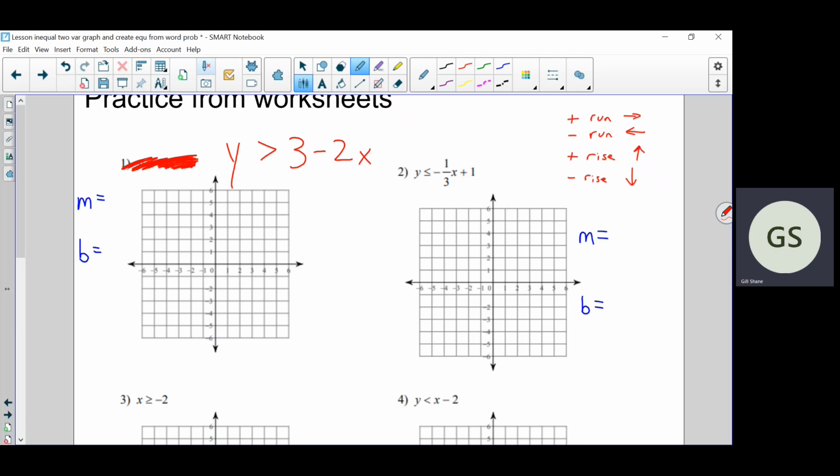Y is greater than 3, subtract 2x. First step again, I would do this. Write M equals and pull out the slope. Write B equals and pull out the y-intercept.